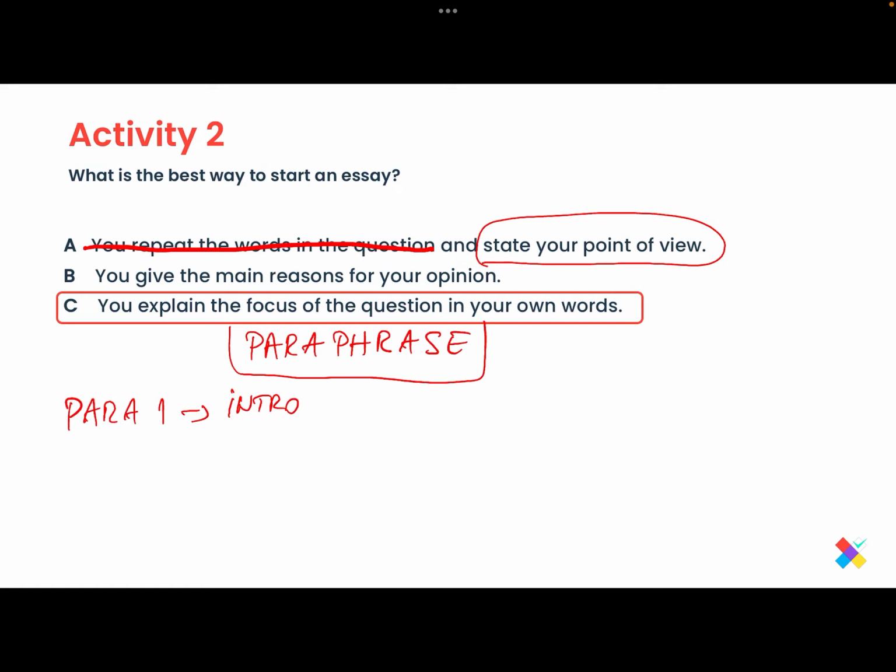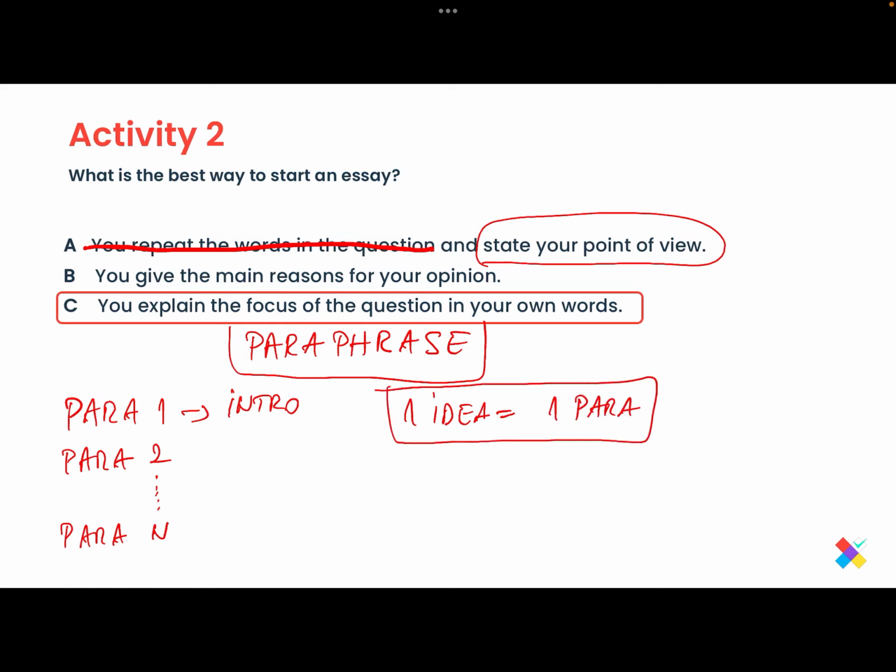And then maybe also take a stance, whether you agree or disagree, depending on the type of question. Then you're going to have as many paragraphs as ideas. Now, one idea equals one paragraph, and this is extremely important. For example, if you're going to talk about apples, pears, and pineapples, you're not going to mix them together in the same paragraph just because they're fruit. You're going to talk about them separately.